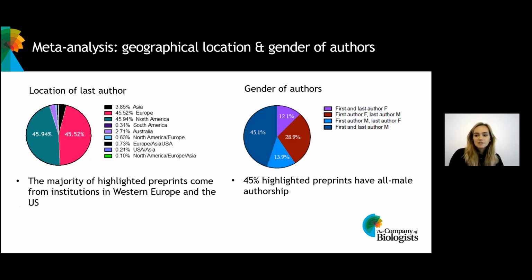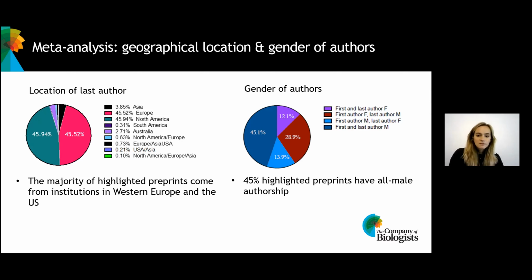Another aspect of this meta-analysis is to look at the demographics of the authors of preprints that we highlight on preLights. In particular, we're interested in the gender of the authors whose work we highlight and the geographical location of the institutions these preprints are coming from. Further, we aim to investigate if the trends we observe in terms of preLighted preprints are reflective of general trends in terms of preprint posting.